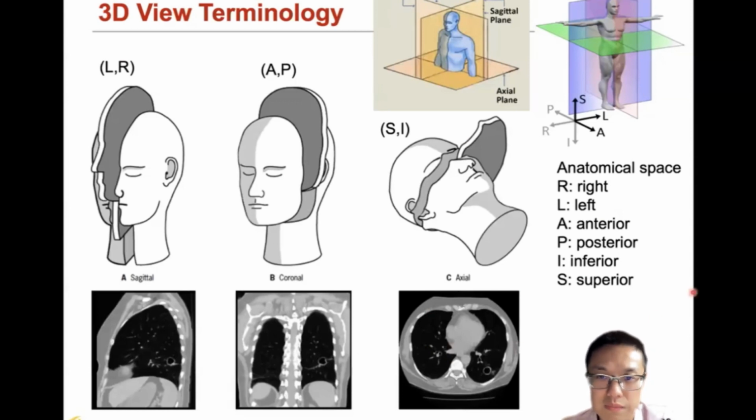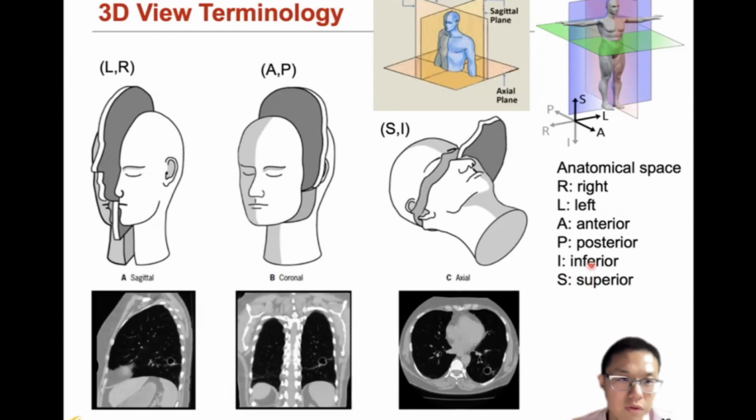So here's some of the basic definitions, like these 3D view terminologies. We have a couple of directions. We have left and right, and we have front and back, or anterior and posterior, and top and bottom, so we have superior and inferior.